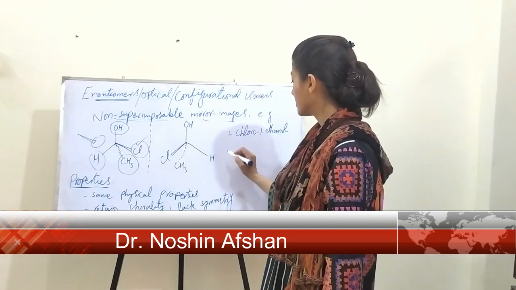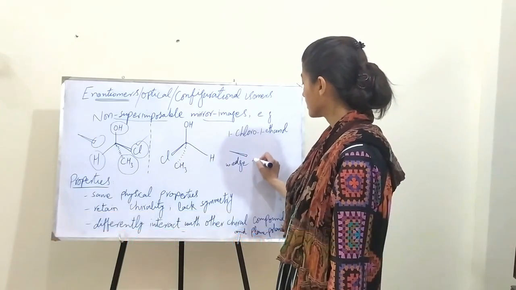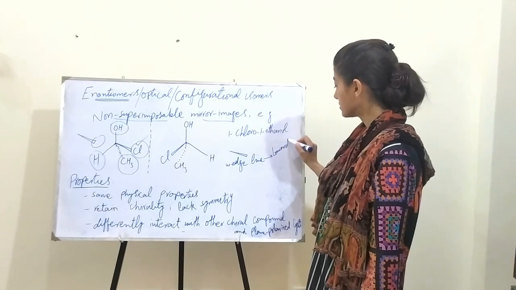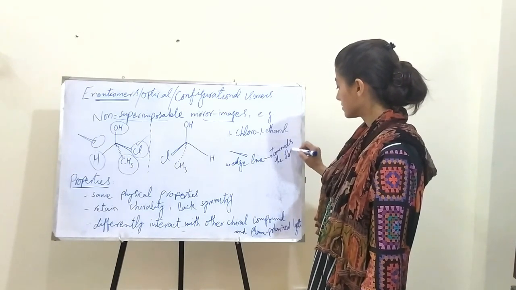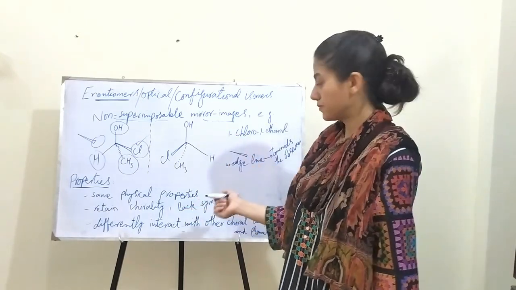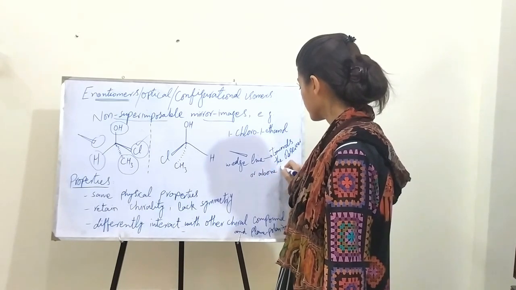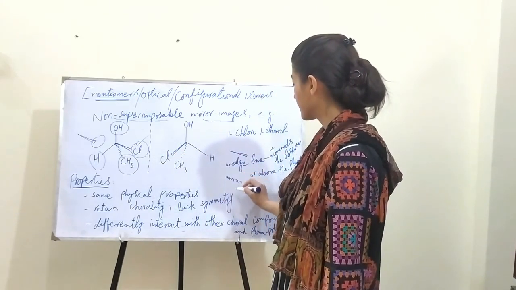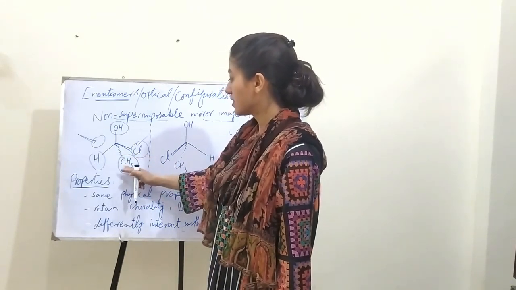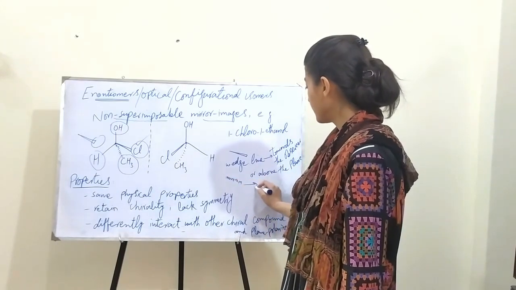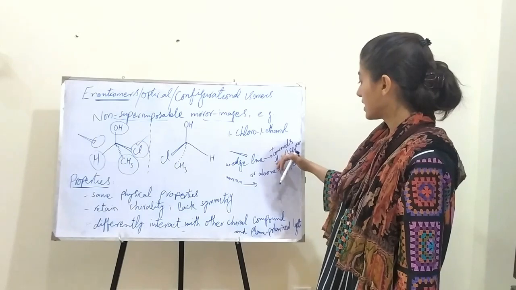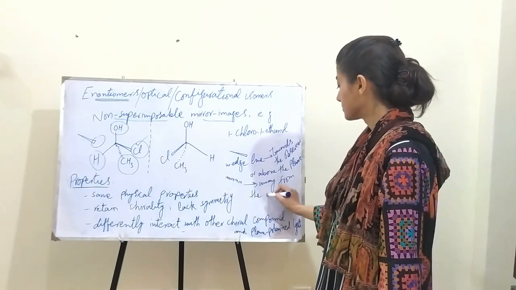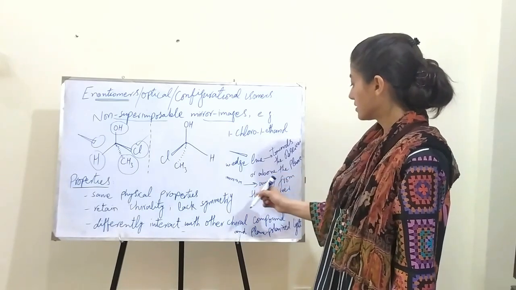So this is called the wedge line, and it is pointed towards the observer or above the plane. And the dashed line, that is represented like this one, here it indicates the CH3 group. So this dashed line indicates the group attached is pointed away from the observer or behind the plane.